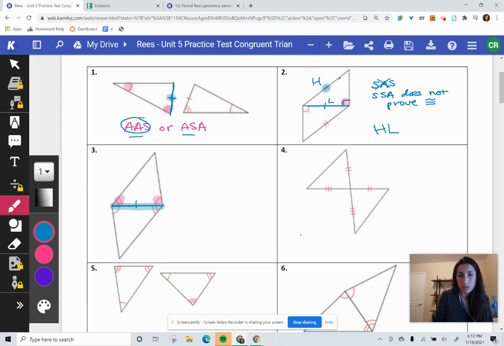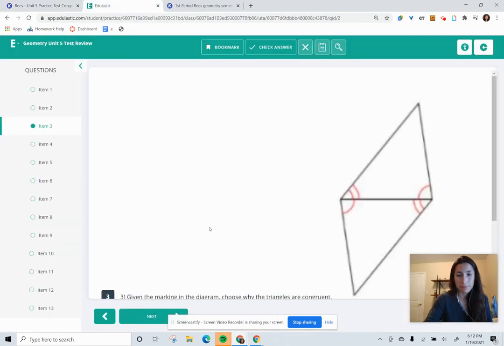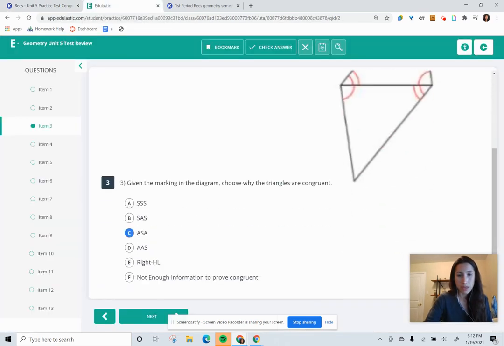My options are between these two up here, angle, side, angle, or angle, angle, side. I would say that it's angle, side, angle, because that side that's congruent is in between the angles. So number 3 is angle, side, angle.